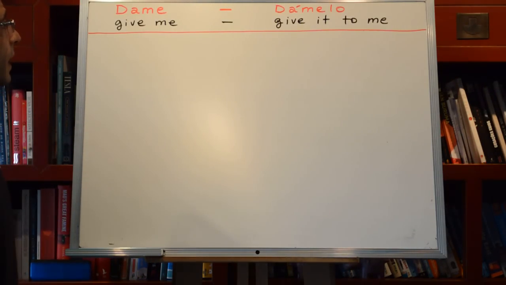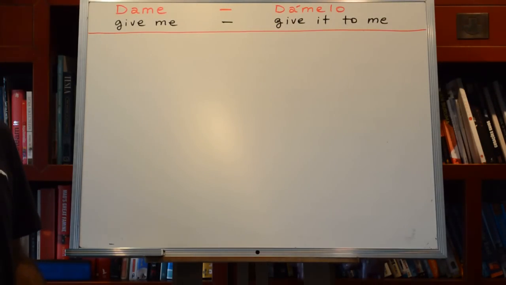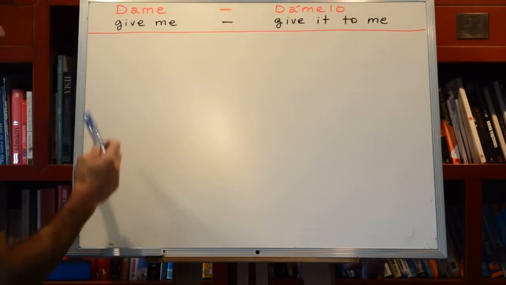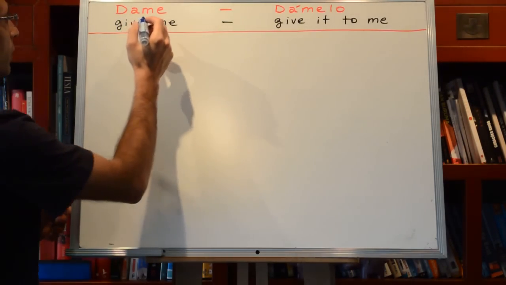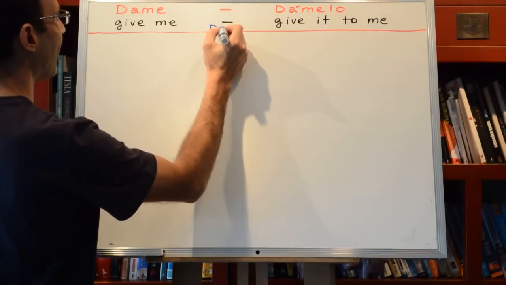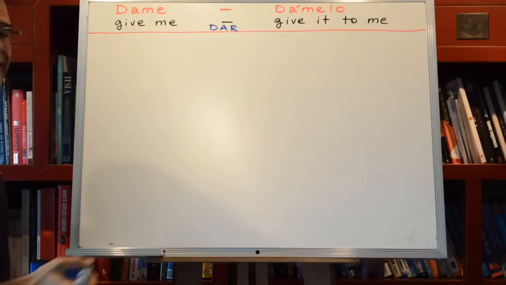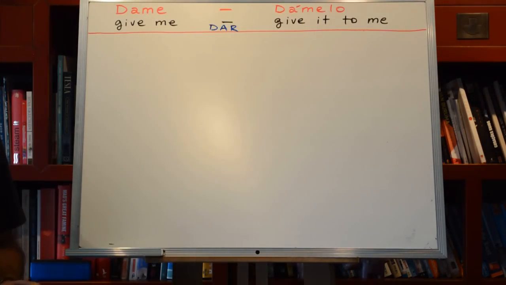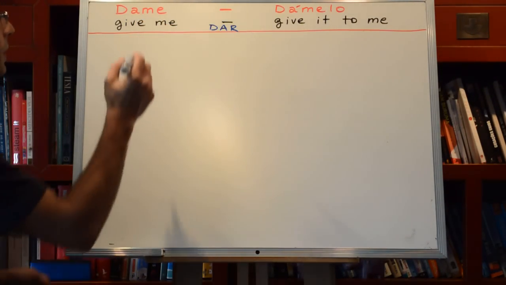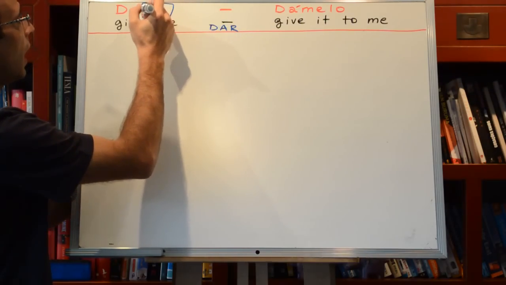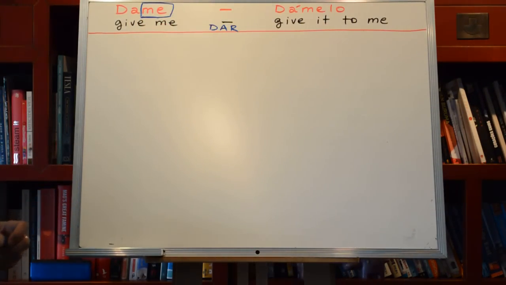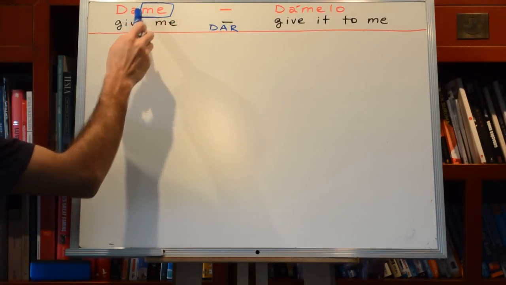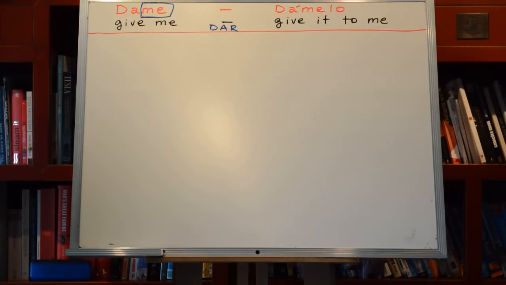So I want to show you how pronouns are used for reflexive verbs. For example, dame, give me. The verb here is the verb dar, which is the verb to give. Dar is to give. But if I say dame, right? Give me. Give me is dame, right? So I will teach you how we use the pronoun that comes at the end of the verb, right?